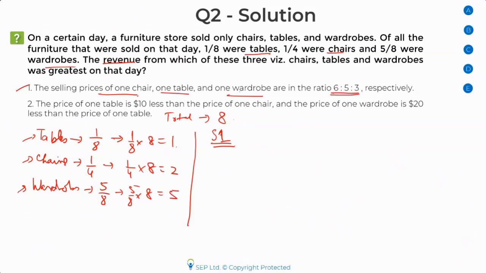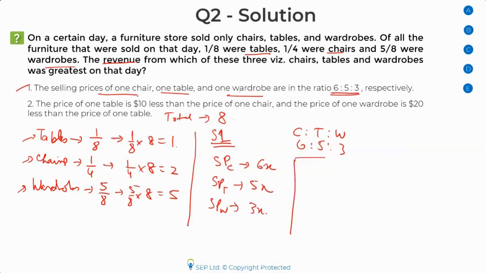Now, whenever I have a ratio, and this is a very standard thing which I tell almost all my students to do, if you want to work with ratios, the moment you see a ratio of C, T, and W as 6, 5, and 3, just write them as something. So say the selling price of the chair is 6x, the selling price of the table is 5x, and the selling price of the wardrobe is 3x. Okay, how does that help me?